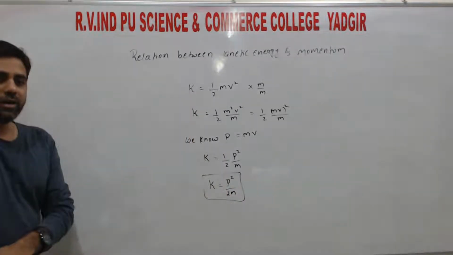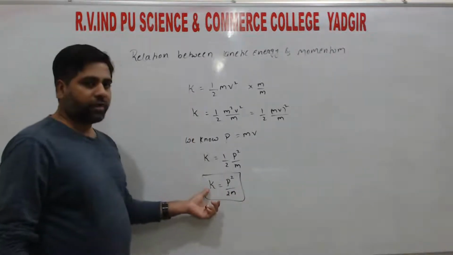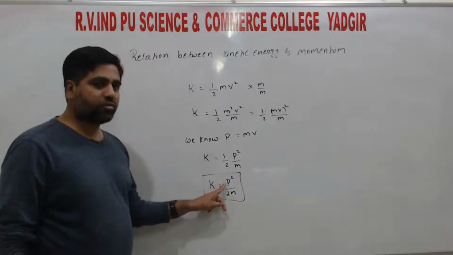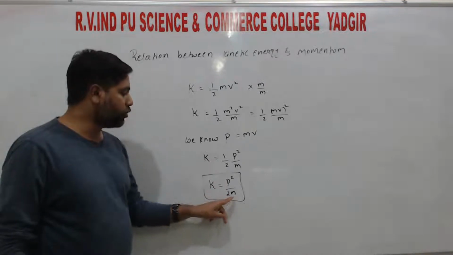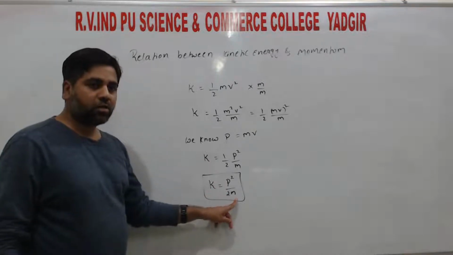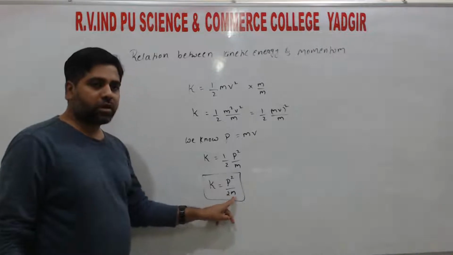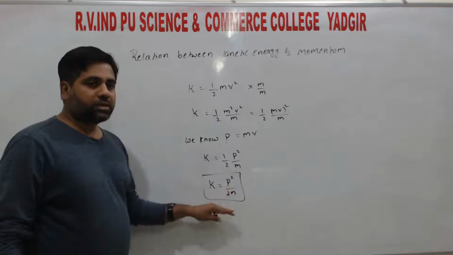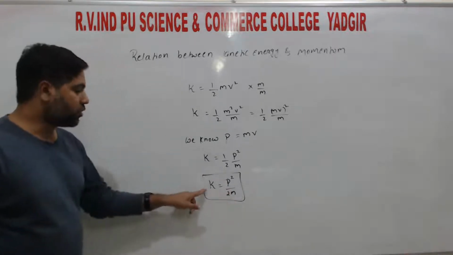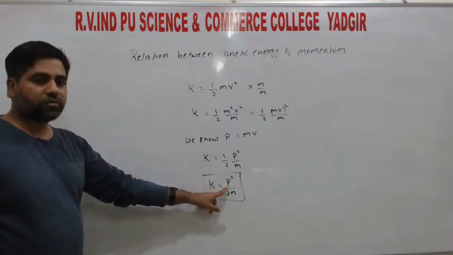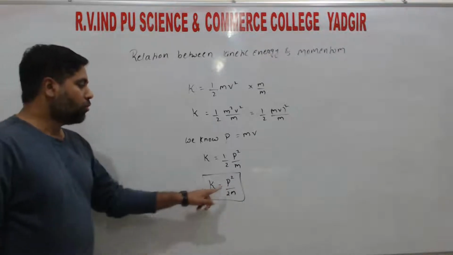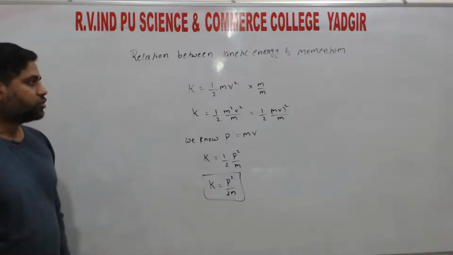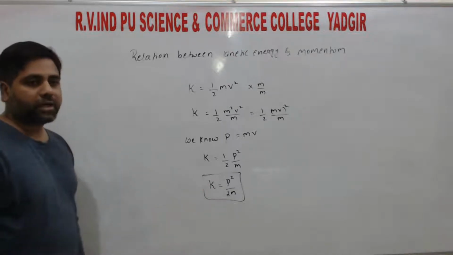It is an important relation. Even in second year we carry this relation. The relation between energy and momentum means kinetic energy equals the square of the momentum divided by 2m, where 2 is constant and m is constant. The mass of the object is also constant, because for moving objects the mass does not change. So kinetic energy is directly related to the square of the momentum, or momentum is directly related to the square root of kinetic energy.